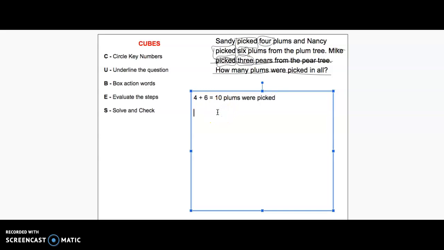So now let's solve and check. We know that there are 4 plums that Sandy picked, we'll put the 4 right here. And Nancy picked 6 plums, and we'll put that right there. And the question is asking how many plums were picked in all. So our problem is going to be an addition problem. So 4 plus 6 equals 10. So there are 10 plums that were picked in all.